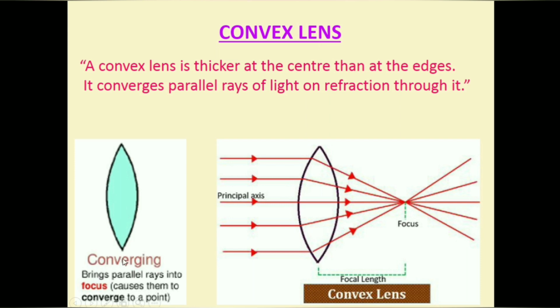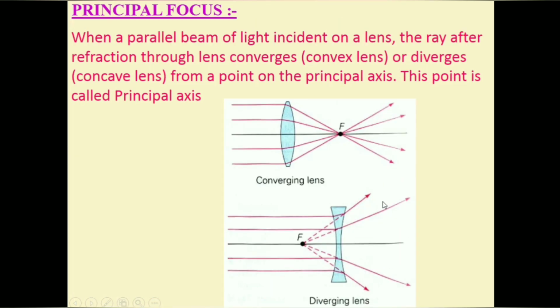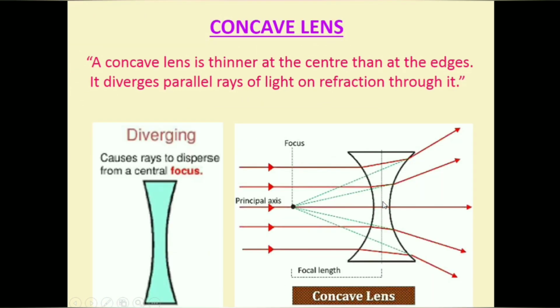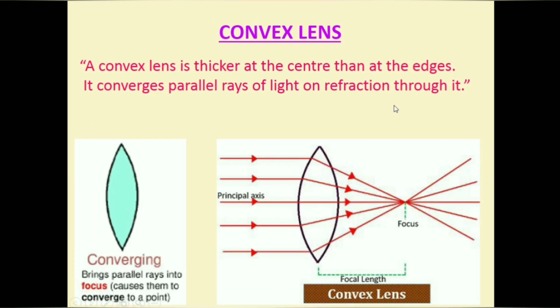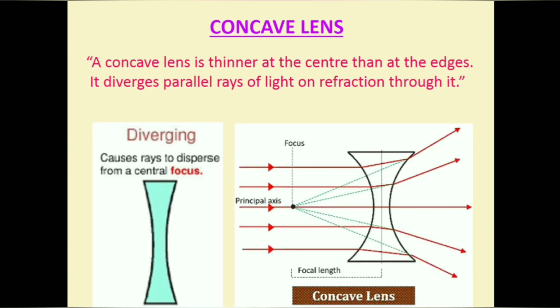So why do we call a convex lens a converging lens? Because converging of light takes place after refraction. Then the second type is the concave lens. Yes, a concave lens is exactly opposite to convex.